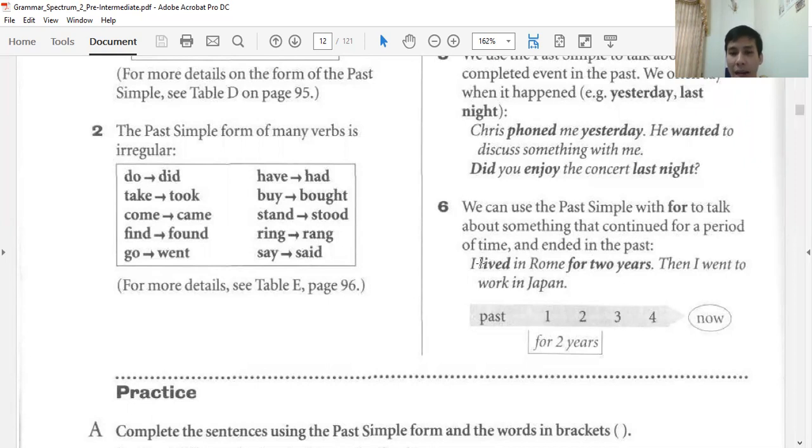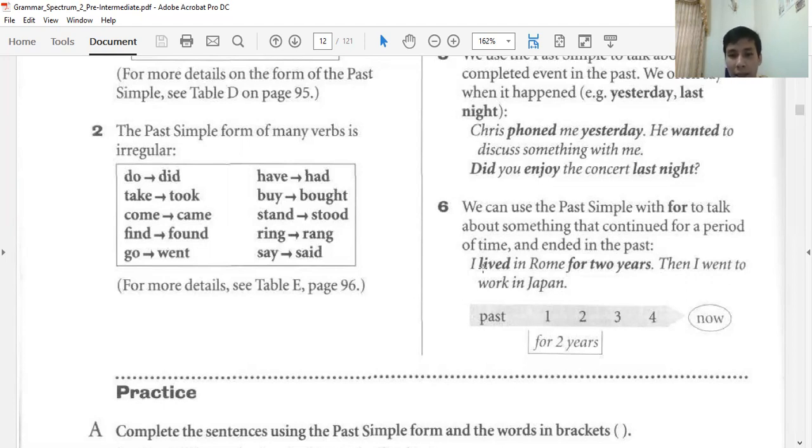For example, I lived in Rome for 2 years. See, we use "for" with 2 years. That means we want to refer to the period of time we lived in Rome. And "for 2 years" means already finished, already passed. Then I went to work in Japan.